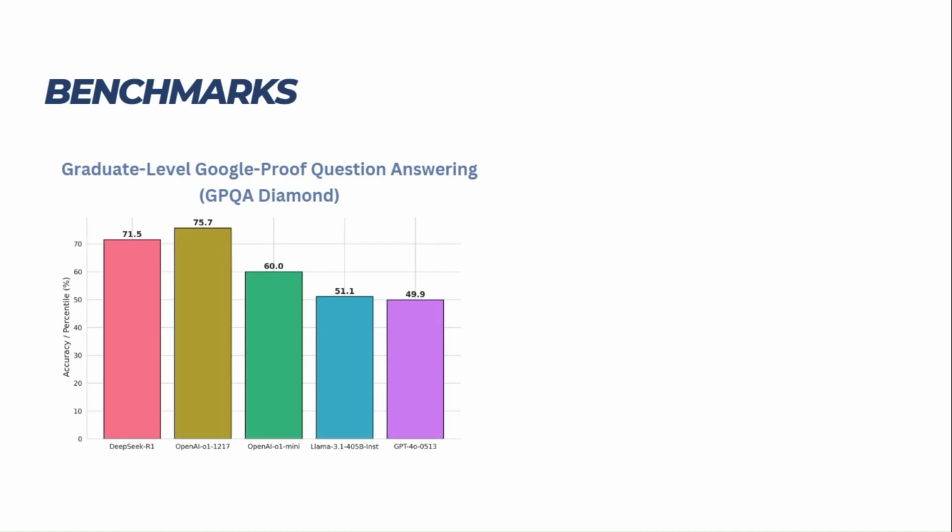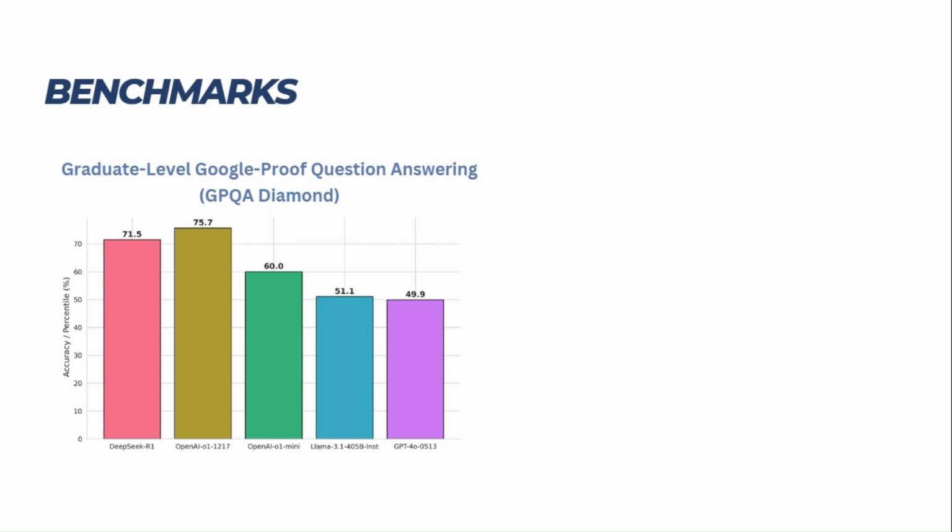The third one is called GPQA Diamond, or also Graduate-Level Google-Proof Question Answering, which is a challenging benchmark designed to evaluate the ability of AI models to answer highly complex domain-specific questions. Those questions have the particularity that they are difficult to answer using simple web searches, and from there comes the name Google-Proof. The general models' performance decreased significantly compared to other metrics. OpenAI O1 performed the best with 75.7 accuracy, then Deepseek R1 with 71.5.